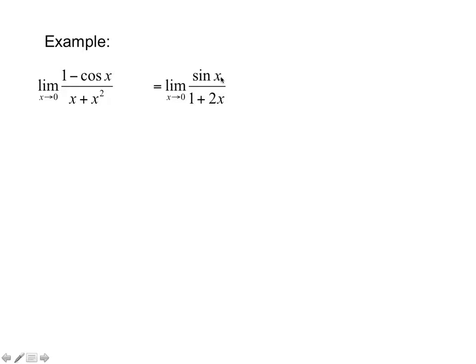And so let's plug in 0 again. When we plug in 0 here, we get 0. And when we plug in 0 down here, we get 1. So that's not our indeterminate form, so we can go ahead and find the limit at this point. So it's 0 over 1, which is 0.